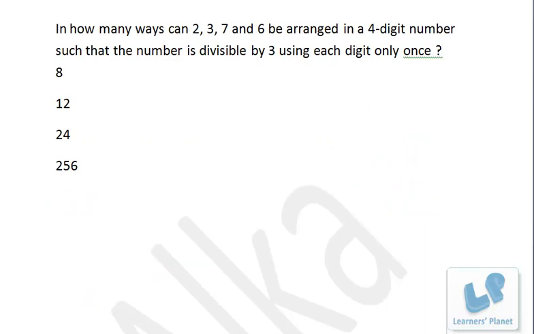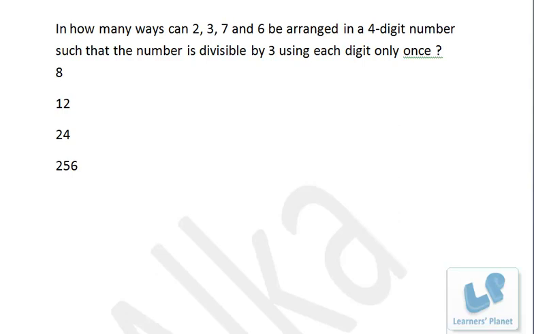Now, in how many ways can 2, 3, 7 and 6 be arranged in a 4-digit number such that the number is divisible by 3 using each digit only once? Now friends, it's a pretty simple problem. You don't have to go for even paperwork. Now what is the divisibility rule of 3? That the sum of digits must be divisible by 3. Whatever is the order of the digits, that doesn't matter at all, right? So if it is 2376 or maybe 6732, doesn't matter. Whether the sum is divisible by 3 or not, that we have to see.